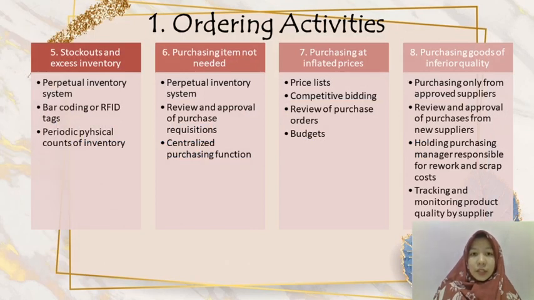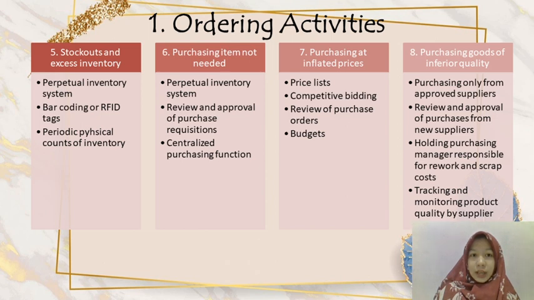The first activity in the expenditure cycle is ordering activities. There are 7 threats in ordering activities. The first is stockouts and excess inventory. Solutions are use of a perpetual inventory system, barcoding or RFID tags, and periodic physical counts.